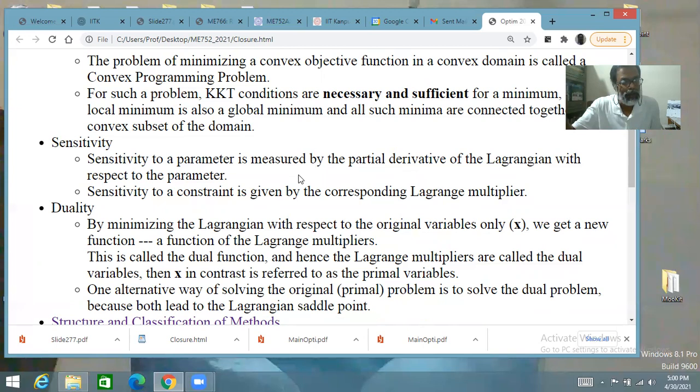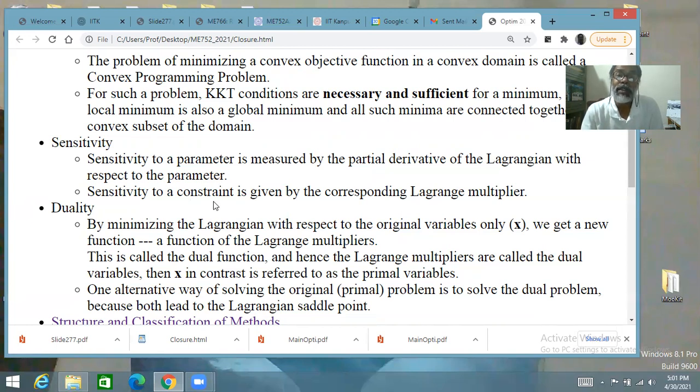Now there are two steps of change. One, because the parameter has changed, the solution point will change. And since the solution point has changed, the function value will change. These two steps can be condensed into one step if you take the partial derivative of the Lagrangian with respect to the parameter. This is how you evaluate sensitivity of the solution.